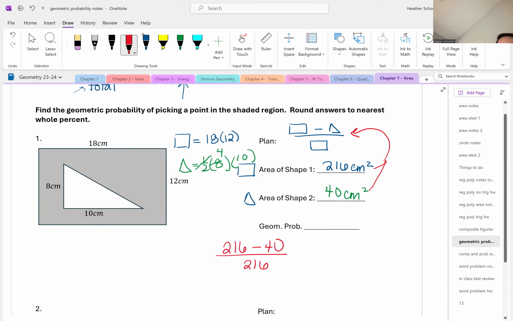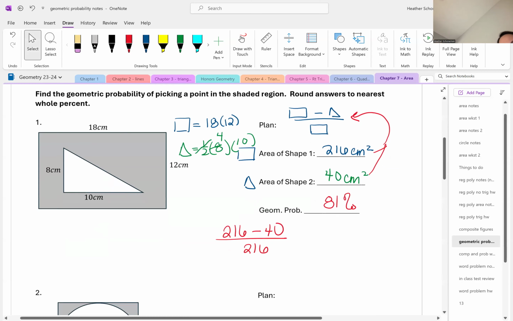All right, let's put this in our calculator. We do 216 minus 40, and then you've got to hit enter, and then divide by 216. We're going to round this to the nearest whole percent, so we're basically rounding to two decimal places. That for this one gives us 81% shaded.